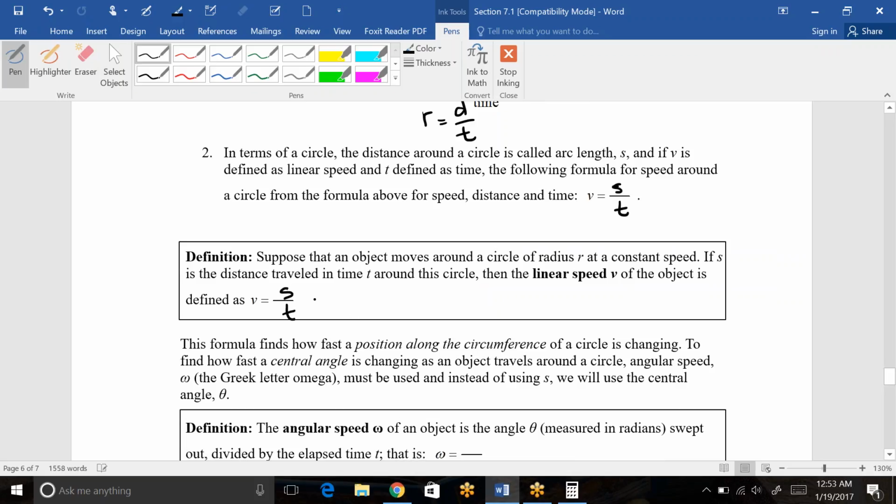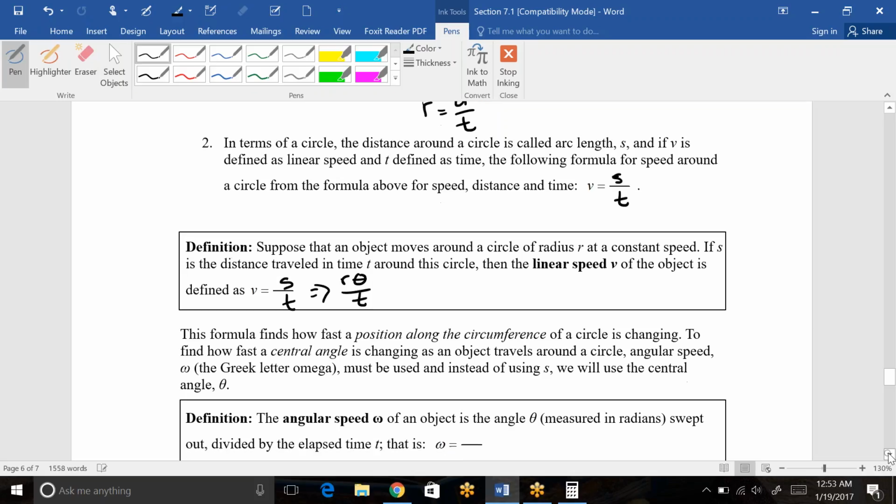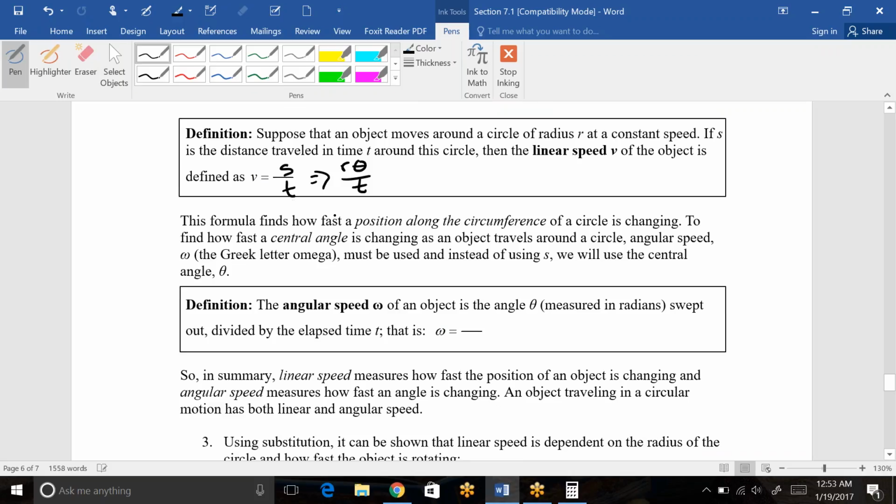And remember, s over t could be represented as r theta over t, because remember, for us, arc length is r times theta. Now this formula finds how fast a position along the circumference of a circle is changing. To find how fast the central angle is changing as an object travels around a circle, or angular speed, we use omega, that's a Greek letter, and instead of using s, we will use the central angle theta. So omega is going to be theta divided by t.